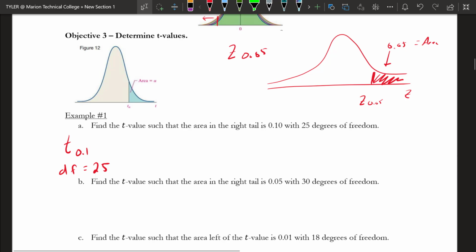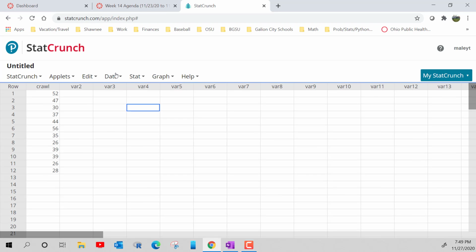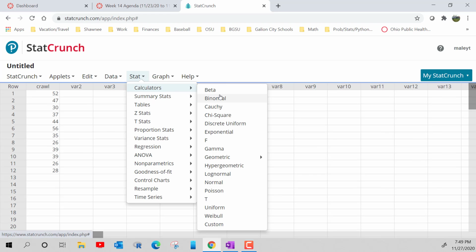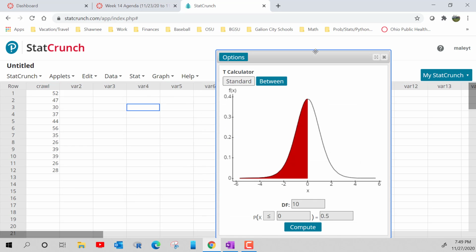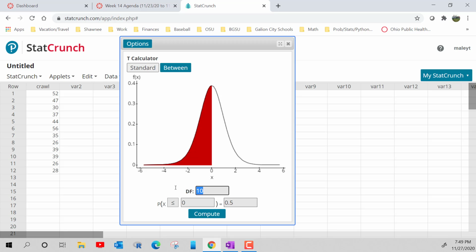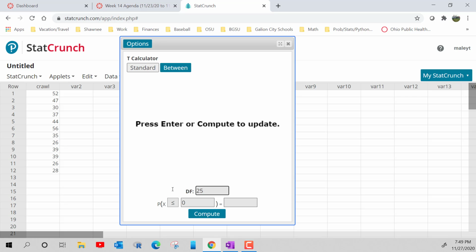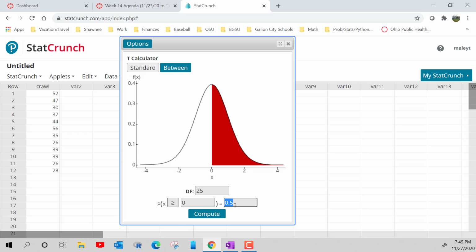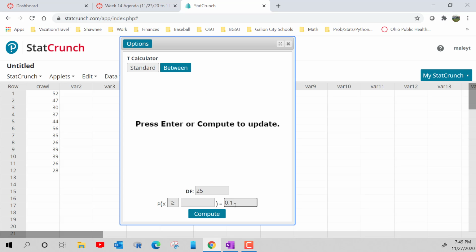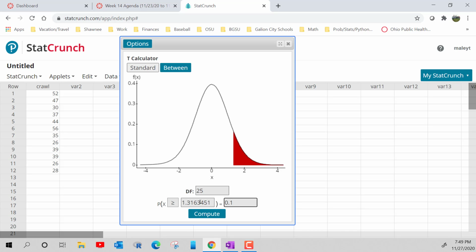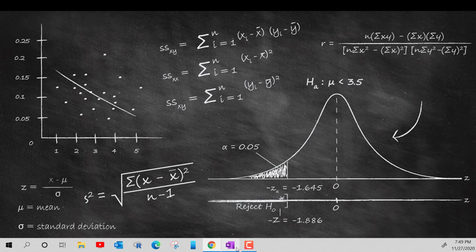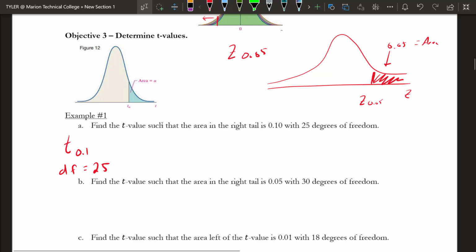Right? So to be able to find this in StatCrunch, you're going to go to Stat, Calculators, and instead of going to normal, we're now going to go to t, right? The t calculator. So we're going to type in the degrees of freedom, which is 25. And we want this to be greater than, and I want the area to be 0.1. And then this value here is my t-score, my t value. Right, so t sub 0.1 is equal to 1.316.